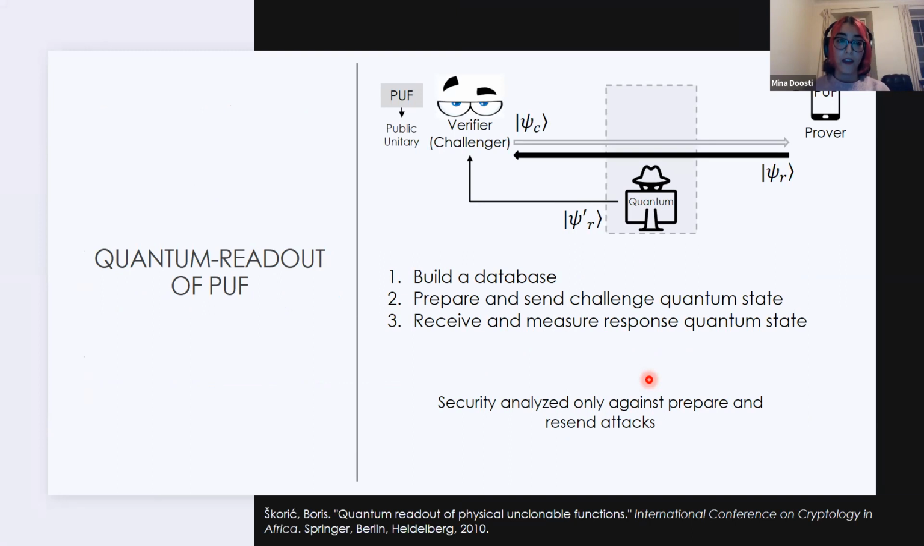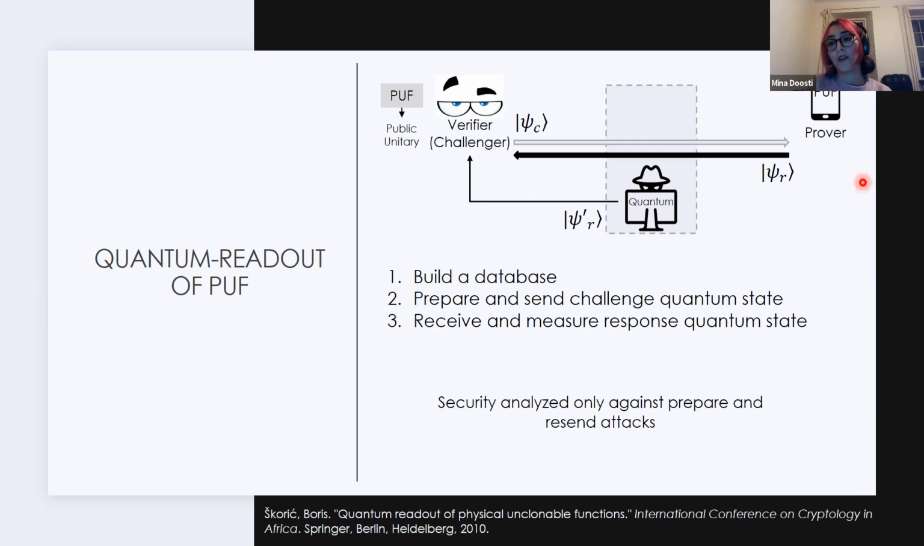The first idea to translate the PUF into the quantum world was something called quantum readout of PUFs. The idea is that you have a device, let's say described by a unitary matrix, but unlike most of the times that you have a PUF, in quantum readout of PUFs the unitary matrix is public. It's a completely public unitary matrix, everybody knows it, and you rely on the unknownness of the challenges and responses in order to get the security.